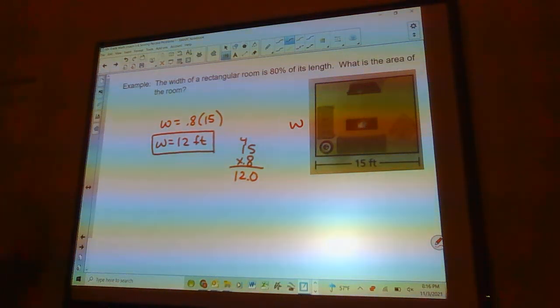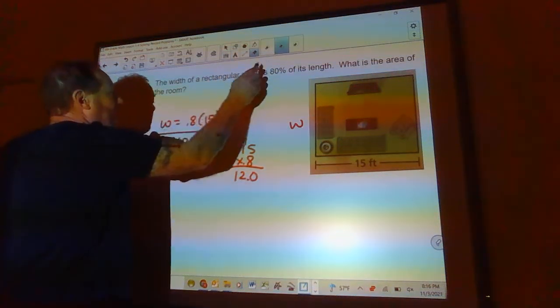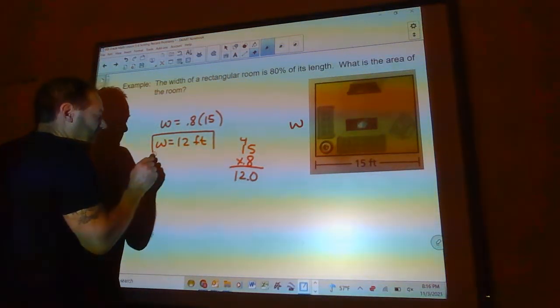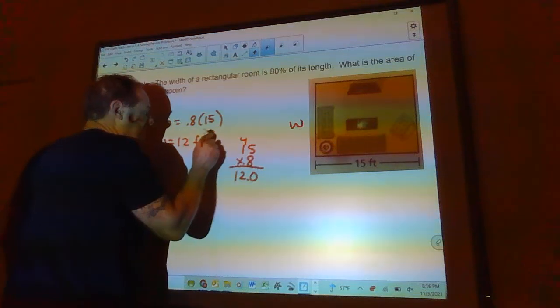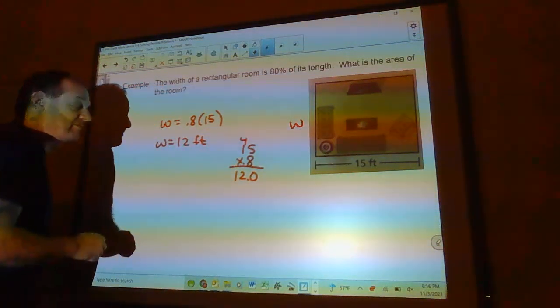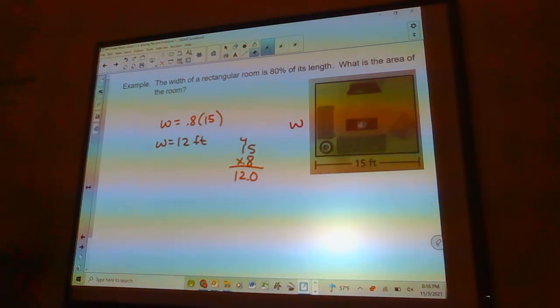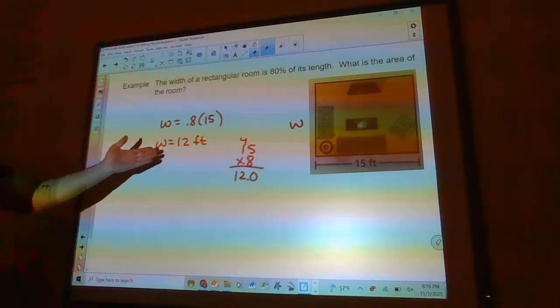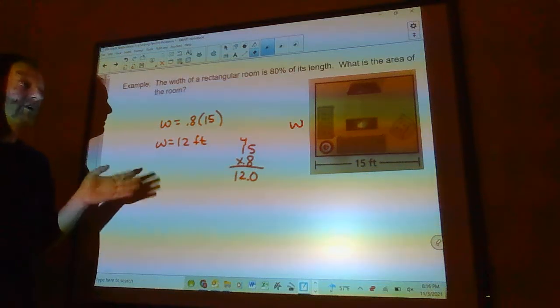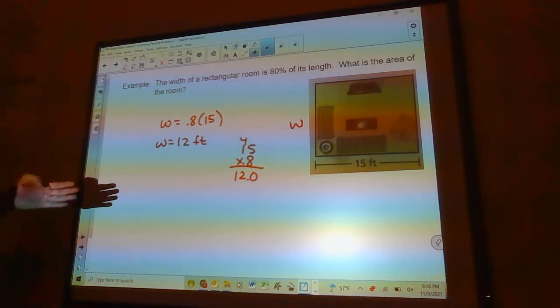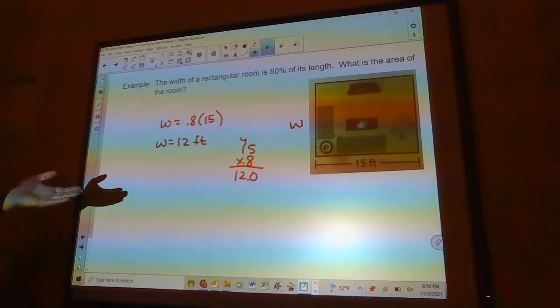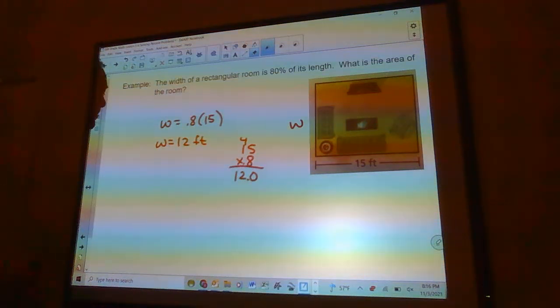Oh, but we're not done yet, so let's not put a box around our answer here, because we didn't answer the question. That's something you got to be careful of. A lot of people do this. I've done it myself. You do all the math right, and you get it wrong because you didn't answer the question that was asked of you. They didn't ask you how wide the room was. They wanted to know the area of the room. Okay, so in order to find the area of the room, you had to find the width.